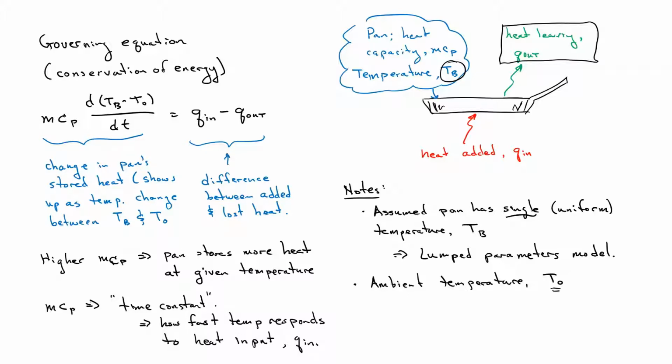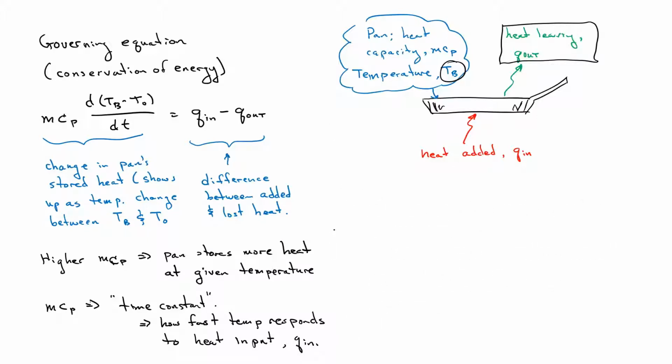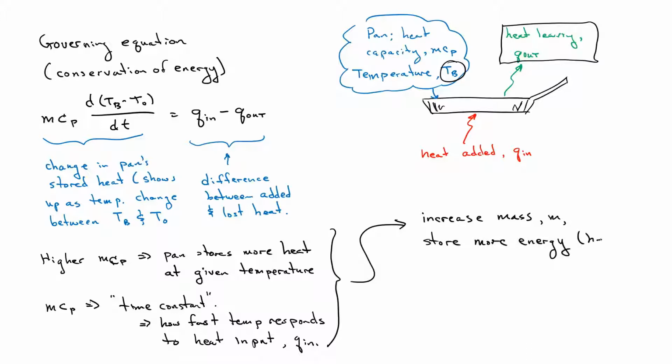So the higher mc sub p is, the longer the time constant is, and the longer it'll take for the pan to respond. So all of this math tells us that if I increase the mass, m, I'll store more energy as heat for a given temperature. Also, the temperature will respond more slowly, which is exactly what we'd expect from our experience.